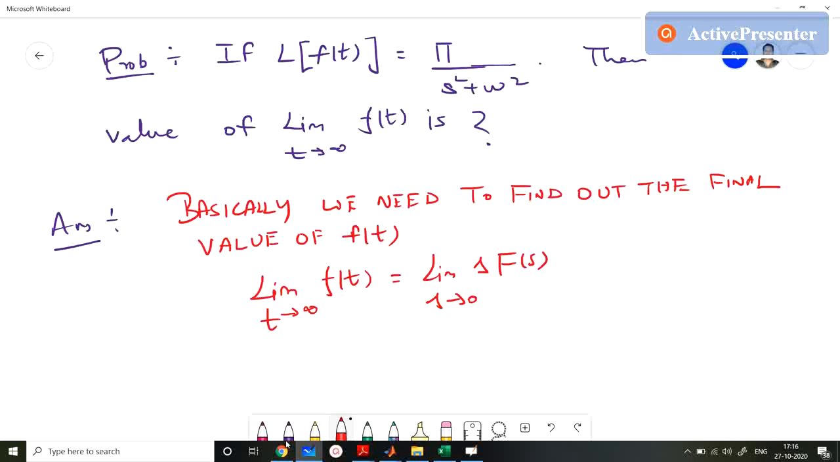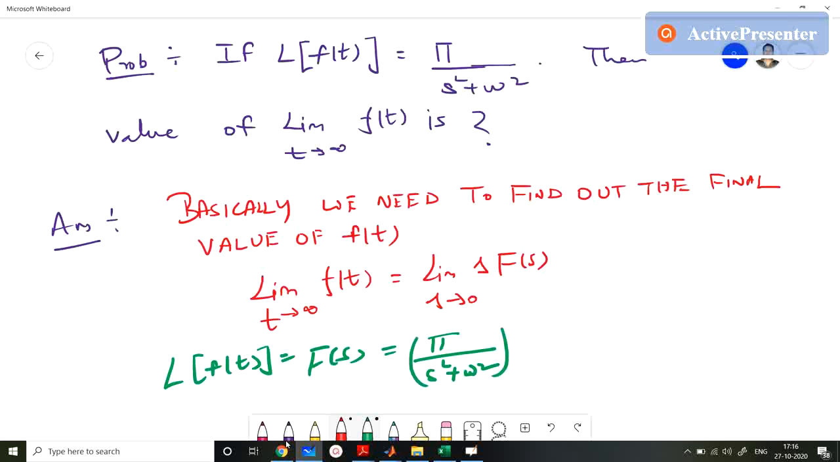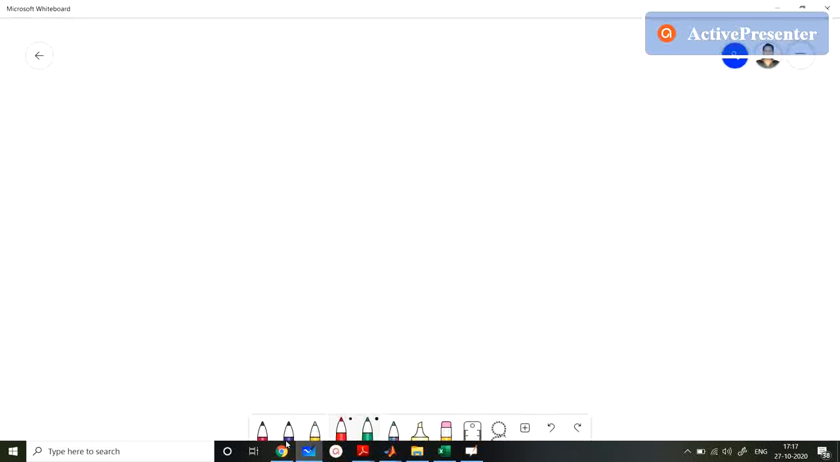But what is f(t)? The Laplace transform of f(t) is provided, and that is F(s), which is equal to pi divided by s square plus omega square. That is provided. Now can we find out what f(t) is? Because directly applying the final value theorem will give us a wrong result. I will show you everything, but first we need to find out the value of f(t).